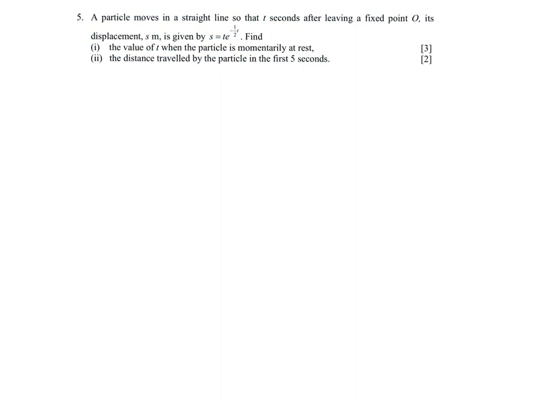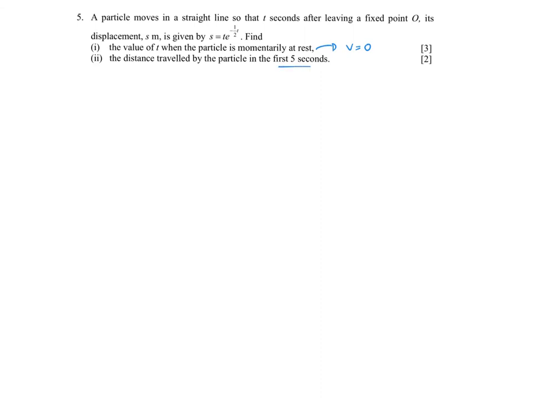Okay, for question 5, let's read the question first. A particle moves in a straight line so that time t seconds after leaving a fixed point O, you are given the displacement function as seen here. Calculate the value of t when the particle is momentarily at rest. Similar to question 4, when a particle is momentarily at rest, we're talking about when the velocity is 0. And part 2, you're supposed to find the distance traveled by the particle in the first 5 seconds.